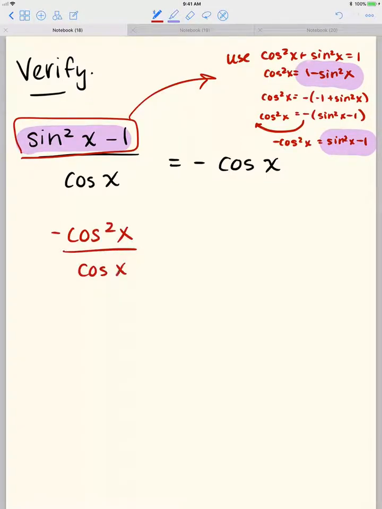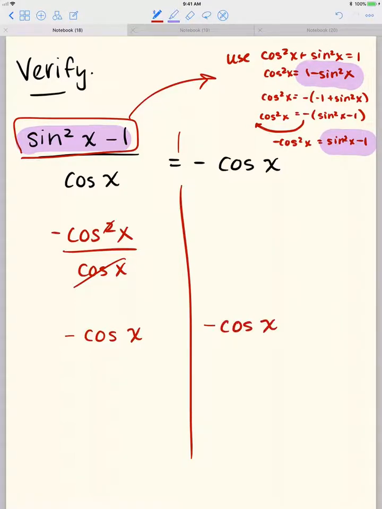over cosine of x. And again, we're verifying, so don't touch the right side. Don't multiply both sides by cosine or anything like that. So my numerator is cosine squared, which is like cosine times cosine, and that allows me to divide and simplify, cancel one of those, and I'm just left with a negative cosine of x in the numerator, and that is what I was trying to get to verify. So we have verified this equation.